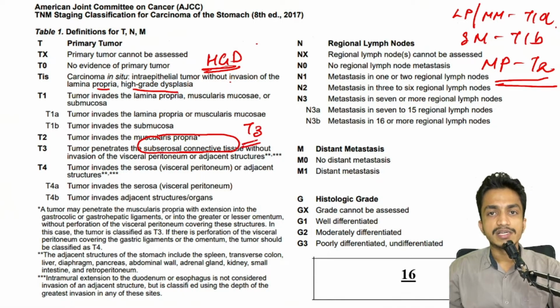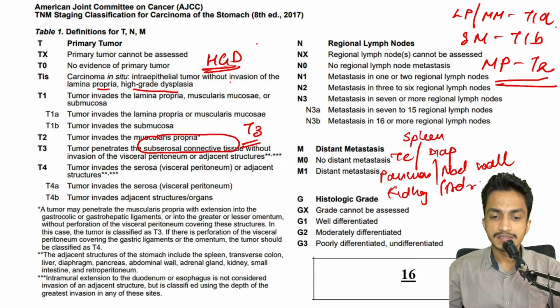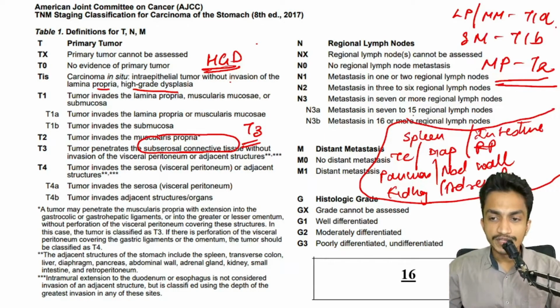Now, if it invades into the surrounding structures, what structures are included? So that includes spleen, transverse colon, diaphragm, pancreas, the abdominal wall, the kidneys, the adrenals, the intestine, the retroperitoneum. All of this around the stomach, if it invades into any of these organs, then it becomes T4B.